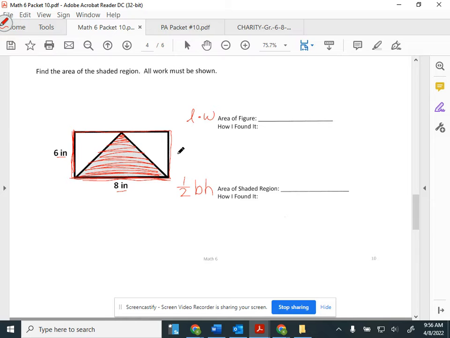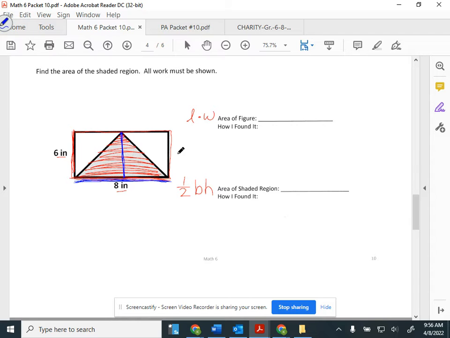So do we know what our base is? Real? 8. That base of the triangle is right here. What is the height of the triangle? Real? 6 inches, because here's our height. Going from the base right up to the top of our triangle. So show me your equation that you're doing with our base and our height. Show me the equation and write the answer.